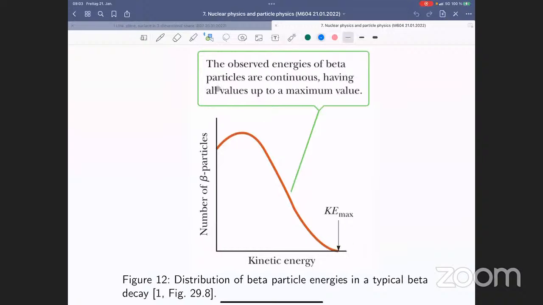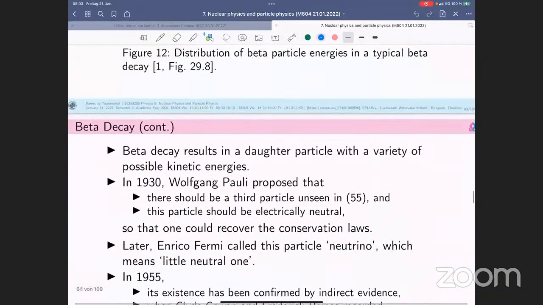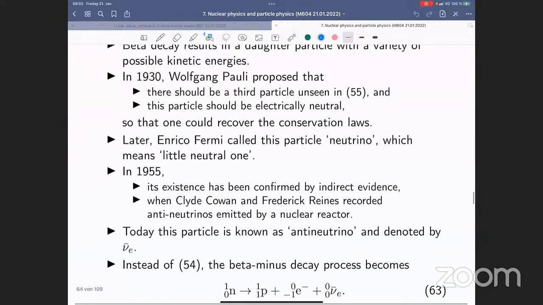The observed energy of beta particles is continuous, having all values up to a maximum value. So is the measurement wrong or anything else? No, there should be something missing in this beta decay process. Okay, then people tried to observe what is missing inside the beta process. And one of the important ideas emerges as follows.